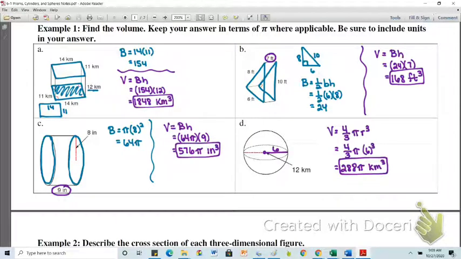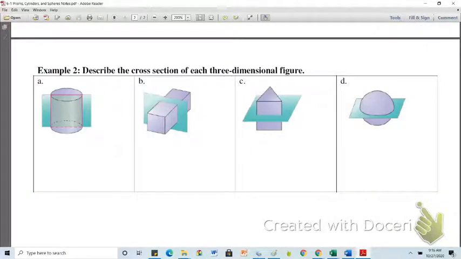Last thing we need to look at is cross sections. It says describe each cross section of the three-dimensional figure. So this bluish green plane is cutting through each of my objects. So what shape do I see? If I open it up and look at it, what shape do I see? Well, here I see a rectangle.